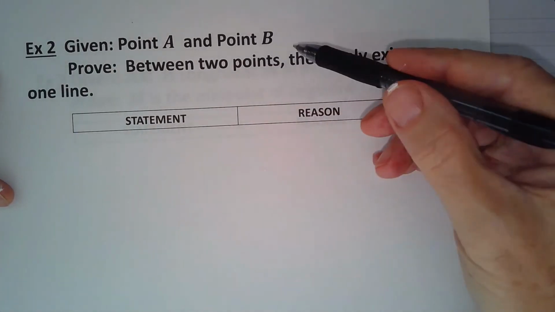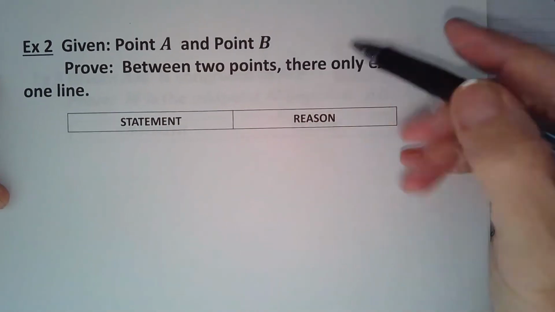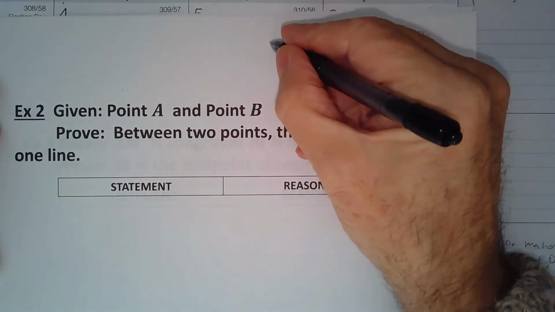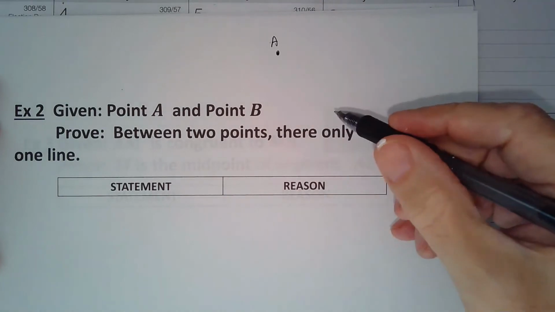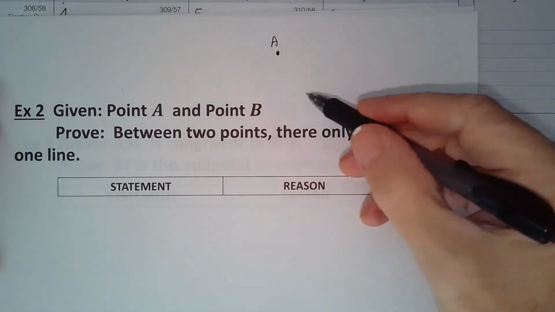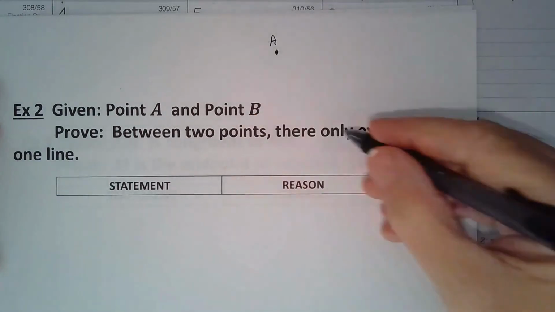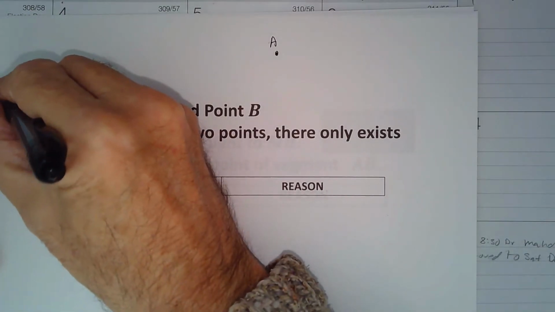Now we're going to do a geometric one. We're talking about point A and point B. I'm just going to draw this up at the top. Here's point A. Between point A and B, what happens? We don't know. Let's put point B right here.